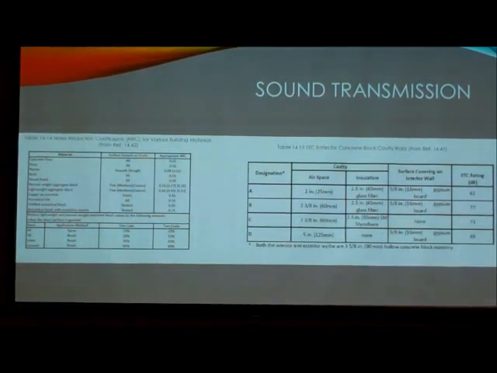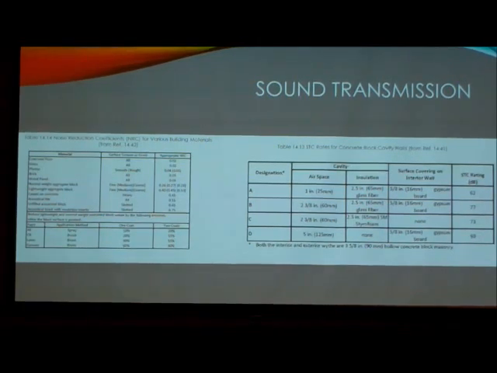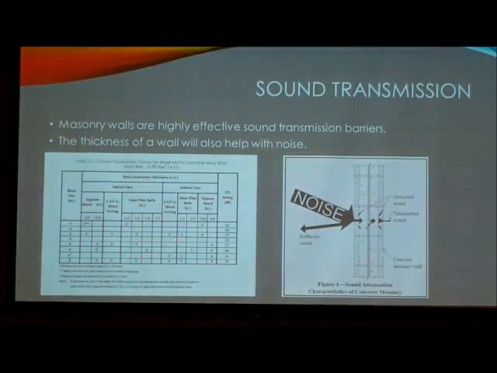And then this one is just for block cavity walls and your STC ratings. So based on your airspace, your insulation, and the covering that you're going to put on it, it's going to give you a different value of STC, which is a lot like this chart, but just for cavity walls.